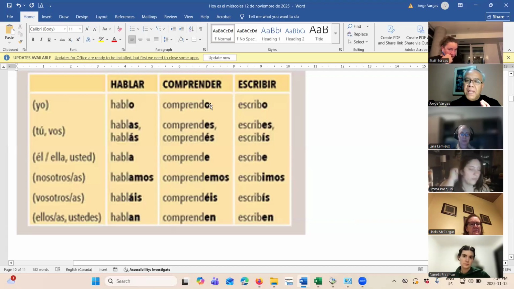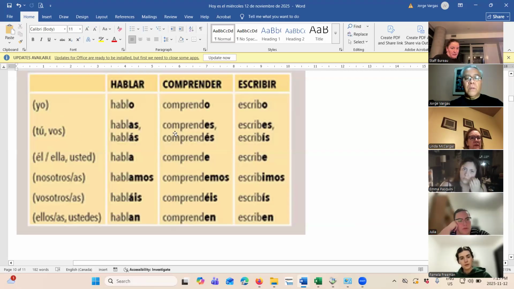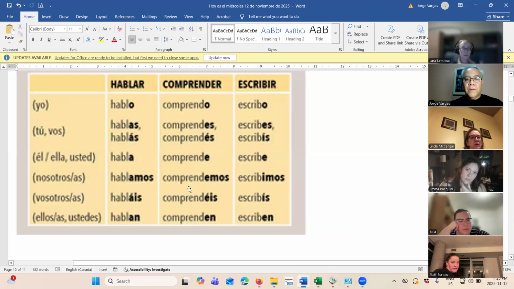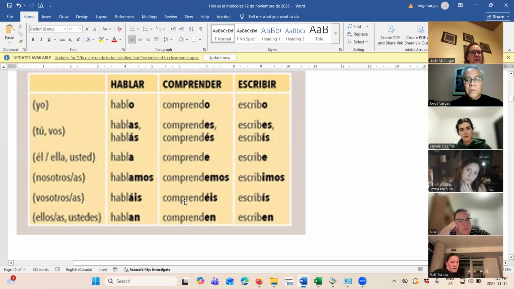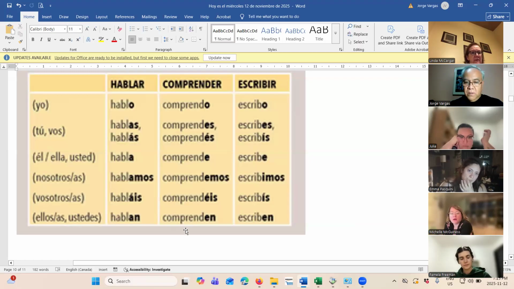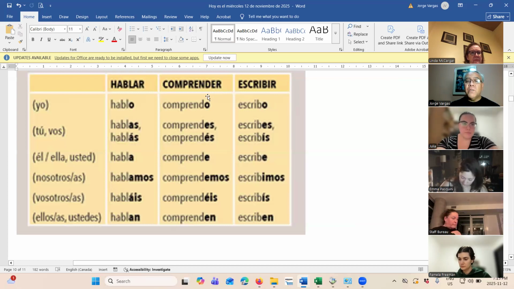Then we learned that the conjugation of ER verbs is very similar to AR. The main difference is the dominant vowel. For AR, of course, the dominant vowel is ah. For ER is eh. Could you conjugate verb comprender, which is to understand? Yo, comprendo. Tú, comprendes. Vos, comprendés. Él, ella, usted, comprende. Nosotros, nosotras, comprendemos. Vosotros, vosotras, comprendéis. Ellos, ellas, ustedes, comprenden. Perfecto.